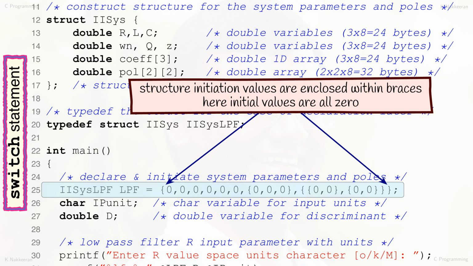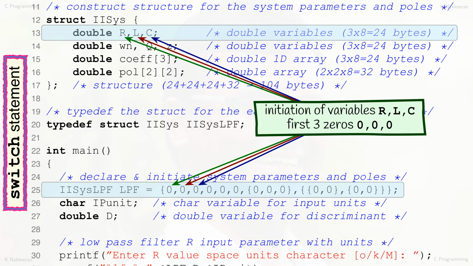Like any other type of declaration, structure declaration can also be initiated with the desired values. Here the initial values are all zero. Note that the entire set of initiation values for all the variables and the arrays within the structure is enclosed within braces. Single zero within the braces can initiate all the variables and array elements values as zero. But here, we explicitly initiate each and every variable and array element within the structure as zeros. First three zeros are the initial values for the variables R, L, and C within the structure LPF of type IISIS, as defined in line 13.